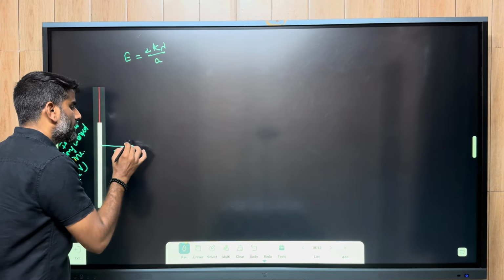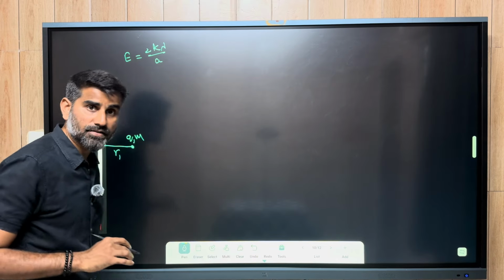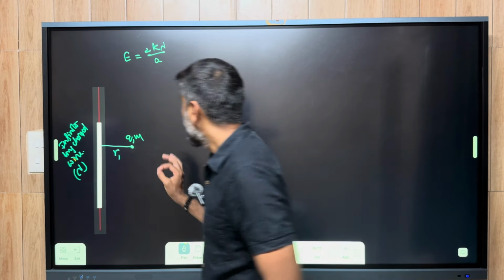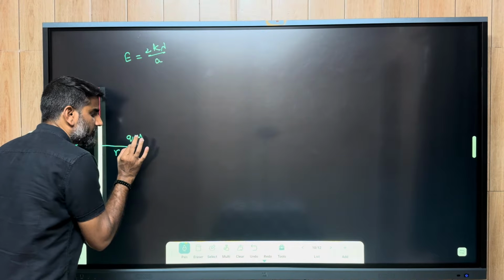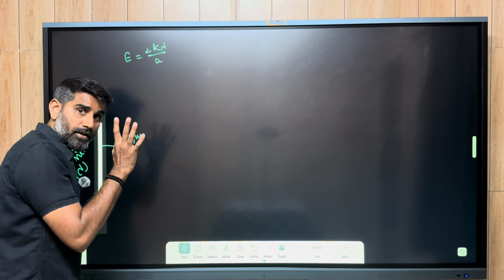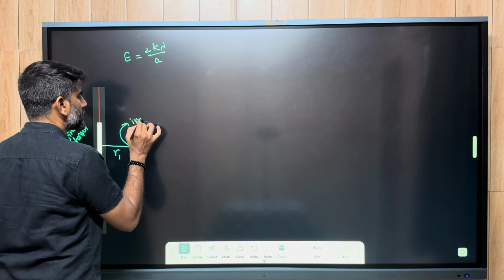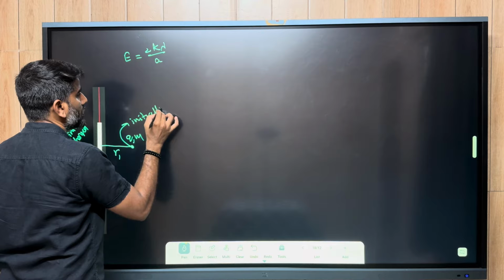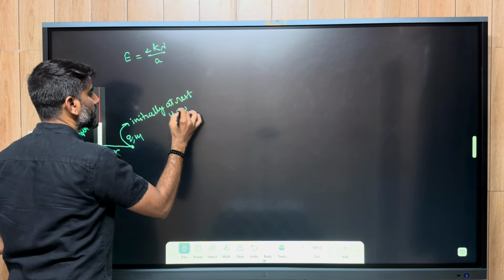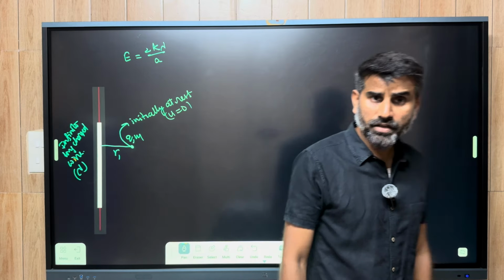Now, I have taken a particle of charge Q and mass M. I just left it free, left it free from rest. Initially at rest, so initial velocity u is equal to 0.